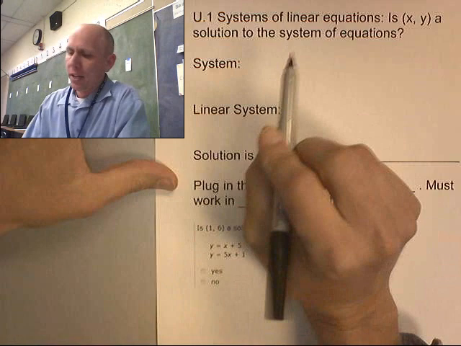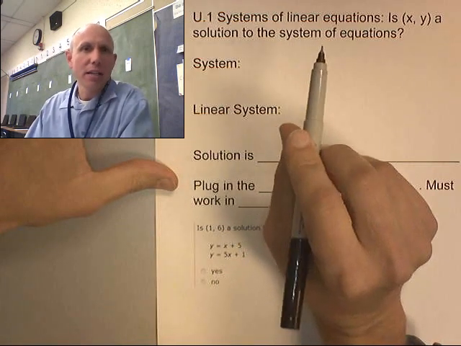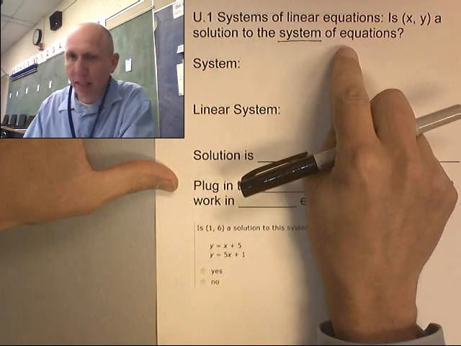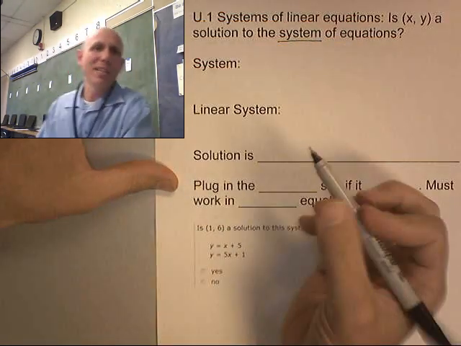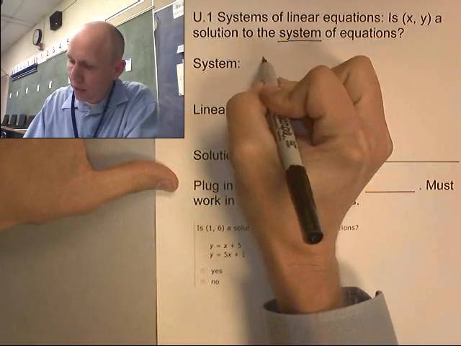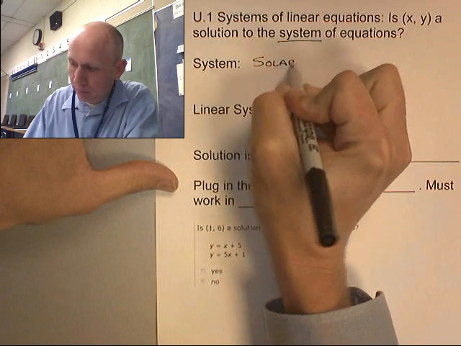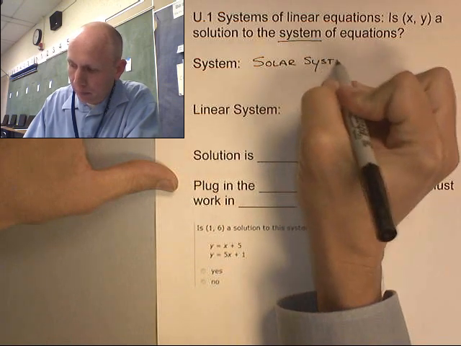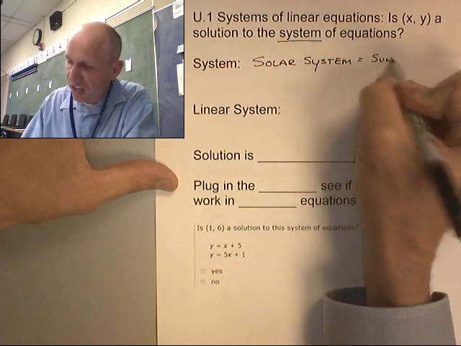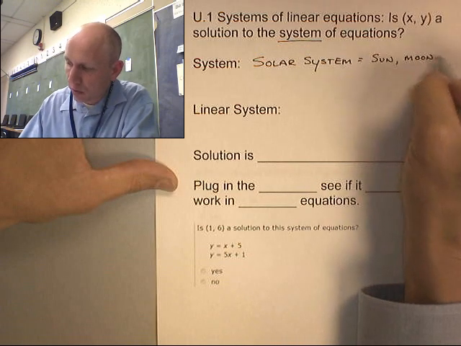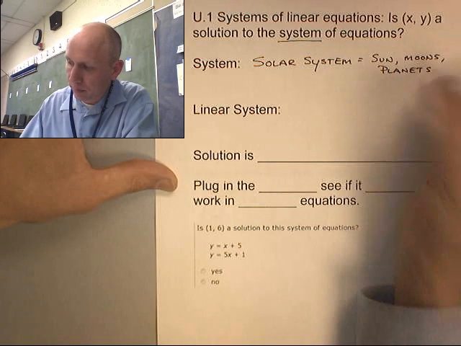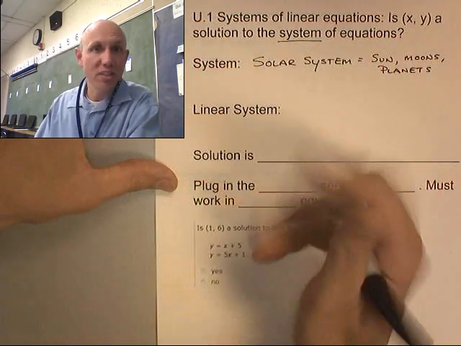Okay, so we're going to talk about linear equations and systems of equations. So let's think about the word system. What is a system? What kind of systems do you know about? How about the solar system? Well, what is the solar system? It's the sun, it's the moons, it's the planets. Right? It's a bunch of stuff.